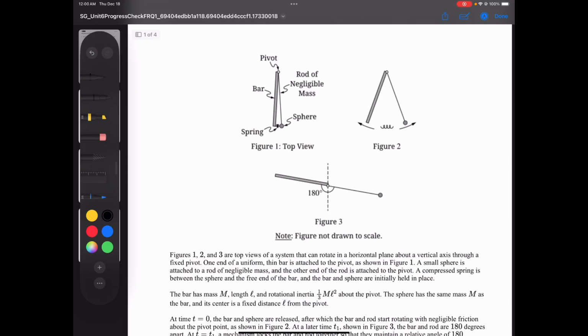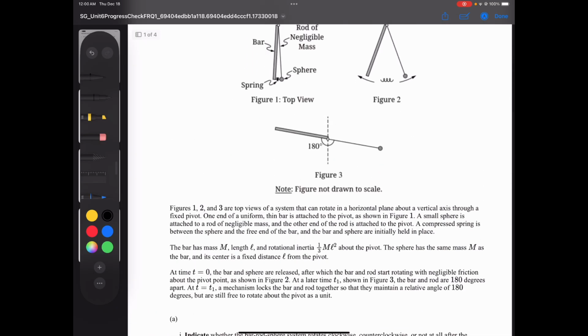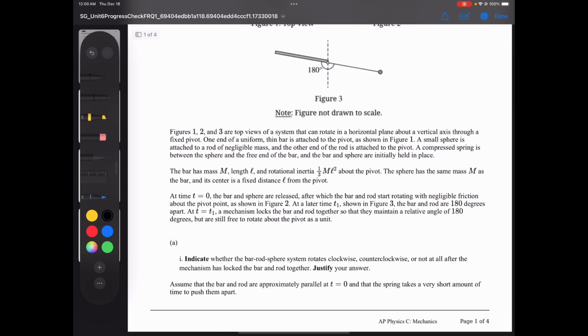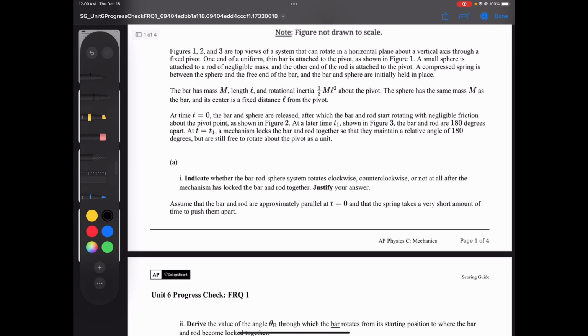Something that's a little confusing about this diagram: this is a top-down view, so gravity is not going to play any role, right? Imagine that this pivot point is on a table, and the bar and the sphere are rotating parallel to that table. So we're going to ignore gravity in this problem. It seems a little confusing until you actually read through it.